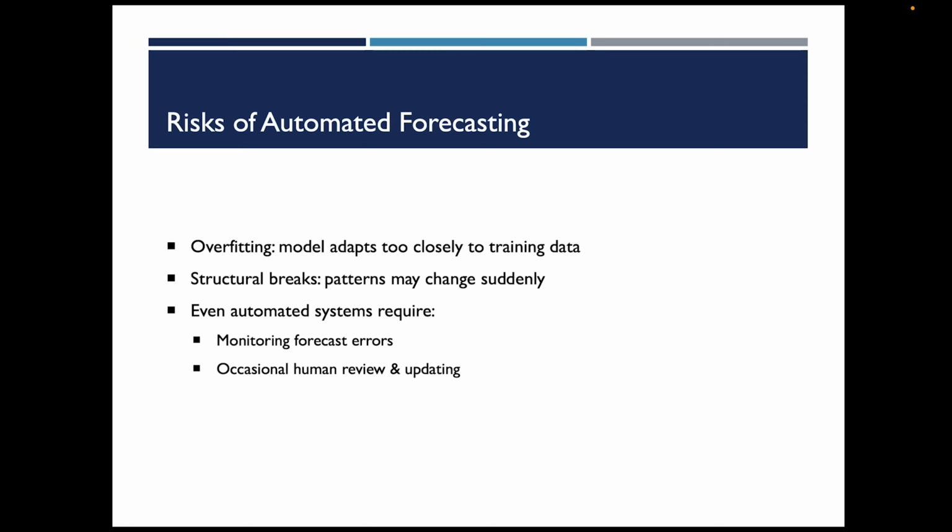Another challenge is the structural break. This happens when you have a sudden change in the data generating process. And this actually happened. We have an example about this, by the way, which is COVID-19. COVID-19 is a structural break, right? We have previously reliable models, but they are now invalid because we had a structural break.